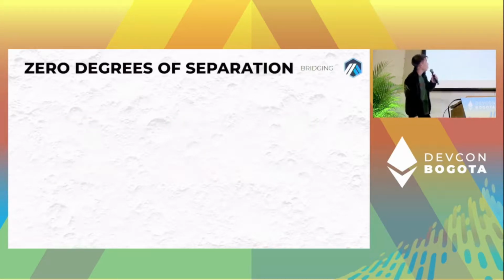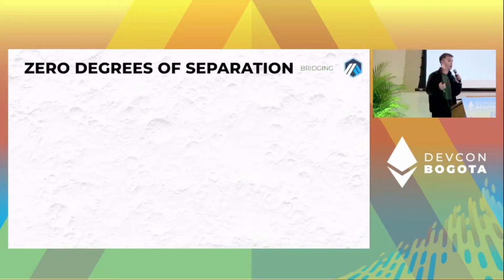All right, so bridging, right? You got to move funds from layer 1 to layer 2. At some point, this shouldn't be something you have to think about, right? So we want there to be zero degrees of separation between the layers at some point in the end game, right? You bridge right on to layer 2.